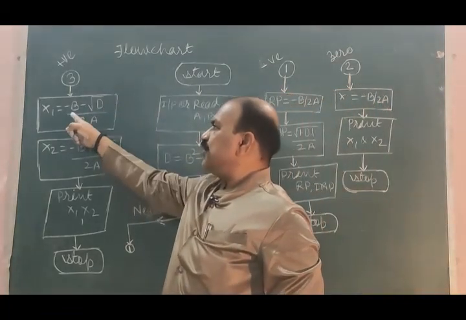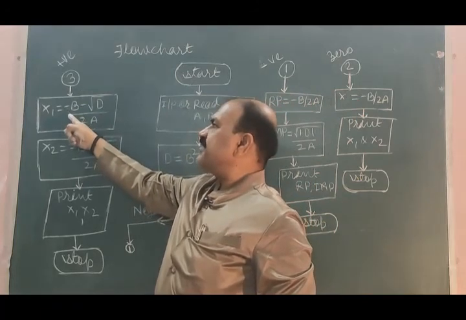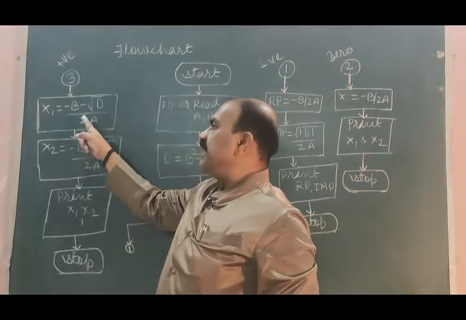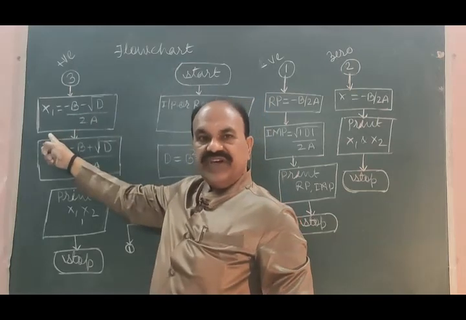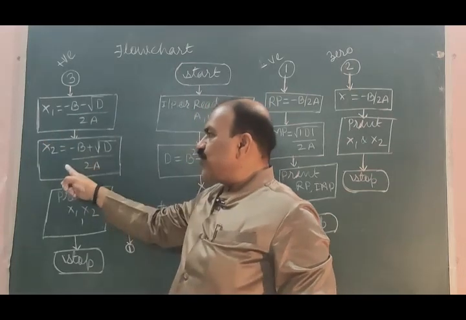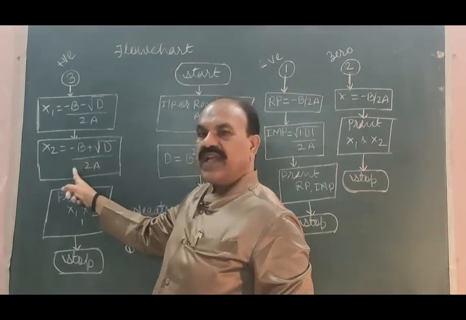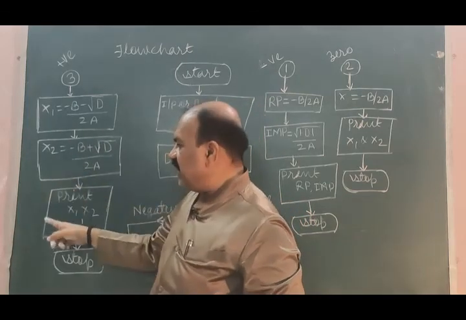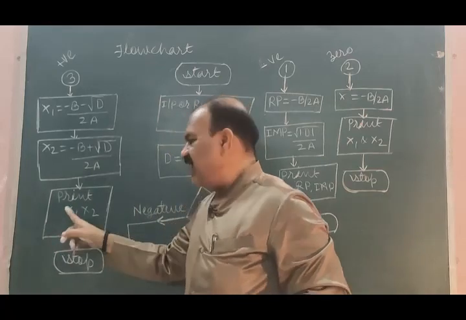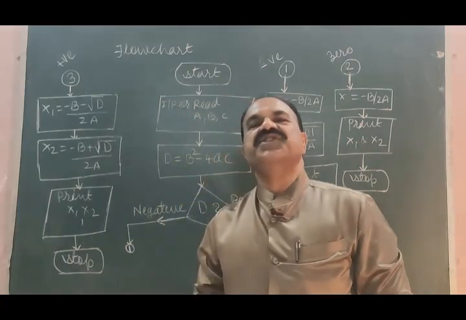This 3 number is taken here when d is positive. When d is positive, first root x1 will be minus b minus square root of d by 2a found here in this rectangle. Second root x2 is equal to minus b plus square root of d by 2a found in this rectangle. These two roots are printed here and execution is stopped.